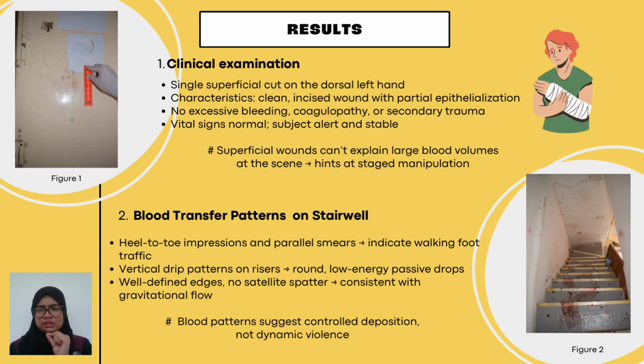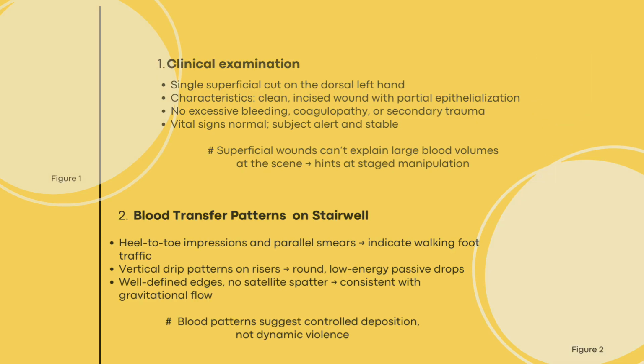In the stairwell investigation, we found a transfer pattern inconsistent with normal foot movement, including a heel-to-heel impression and parallel smear showing a bilateral gait. There were also vertical drips on the stair risers with round, clean edges, indicating passive drops, not blood cast-off from violence. There was no satellite spatter, meaning the blood was deposited gently, not during a dynamic or high-energy event.